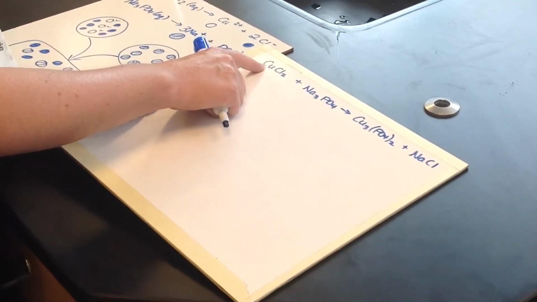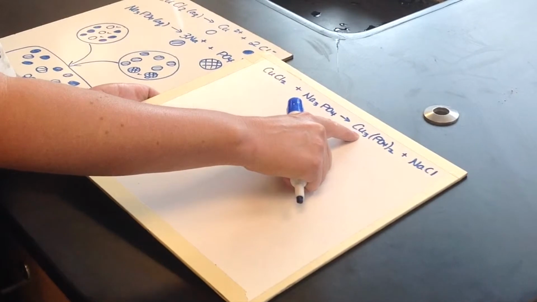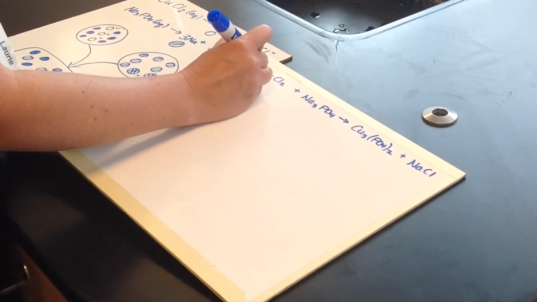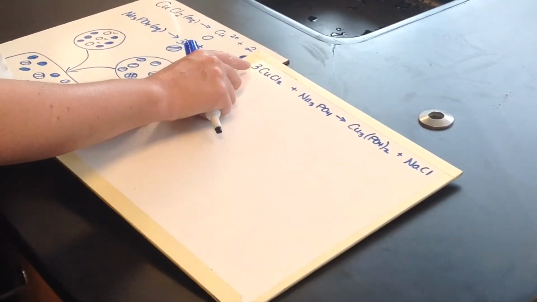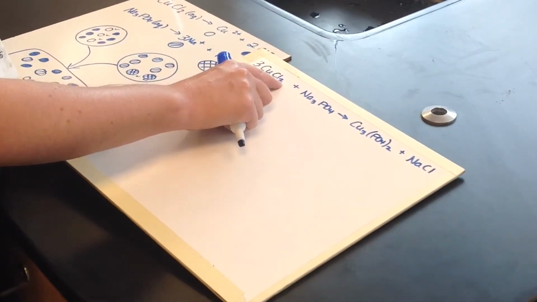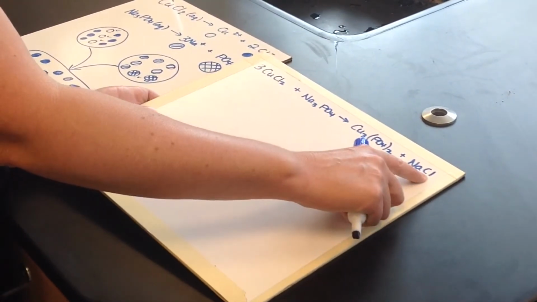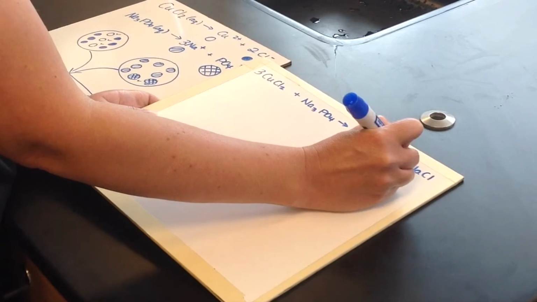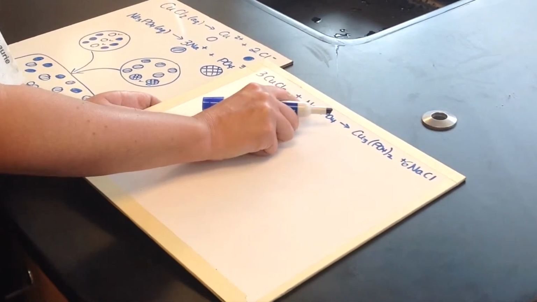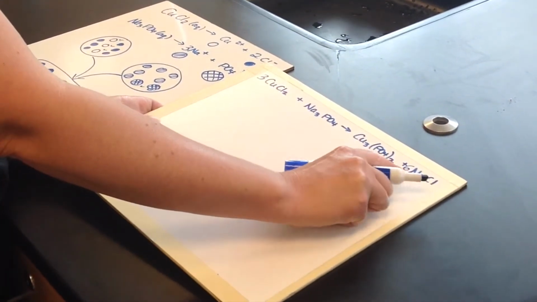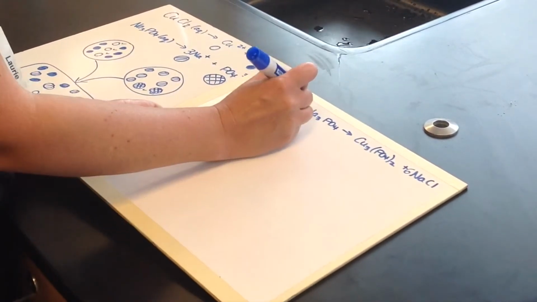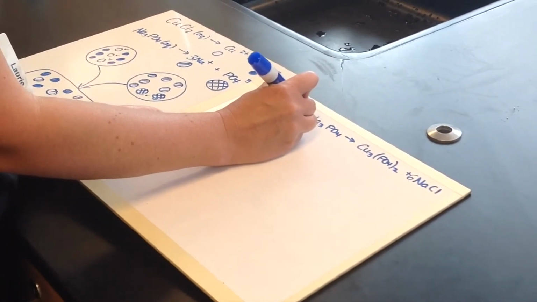So I've got 1 copper here. I've got 3 here. And so I might start out by putting 3 to make those balanced. That gives me 3 times 2, which is 6 chlorines. I only have 1 chlorine here, so I'm going to put a 6 in front to make them equal. I've got 3 sodiums. I've got 6 here. So how can I turn a 3 into a 6? I can multiply by 2.